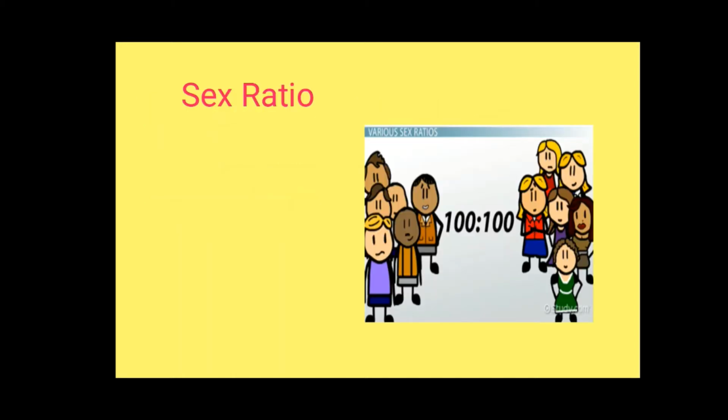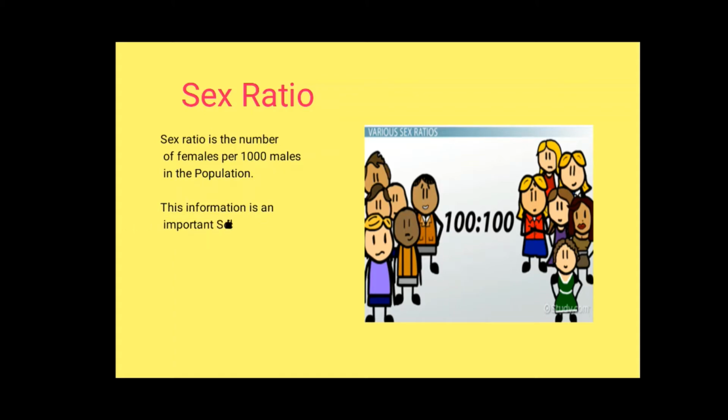Sex ratio. What is sex ratio? Sex ratio is the number of females per 1000 males in the population. This information is an important social indicator to measure the extent of equality between men and women in the society.